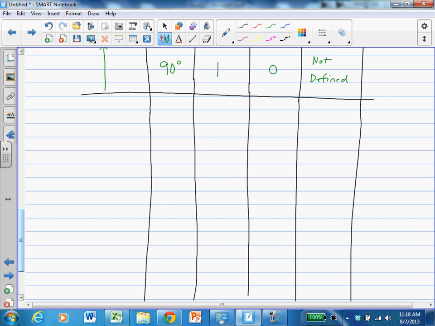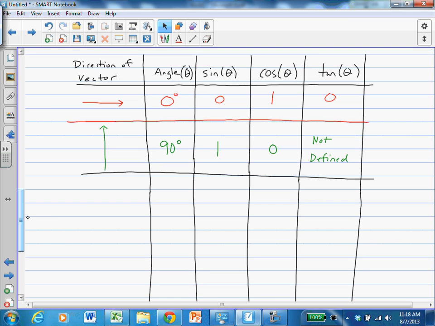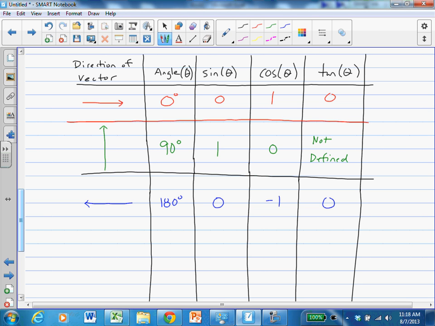How about this one? Well, that's at 180 degrees, and if you put that into your calculator, you'll get 0, minus 1, and 0, because it's all in the x direction at minus 1. And then if you put the 1 straight down, that's at 270 degrees, you'll get minus 1, 0, not defined again.